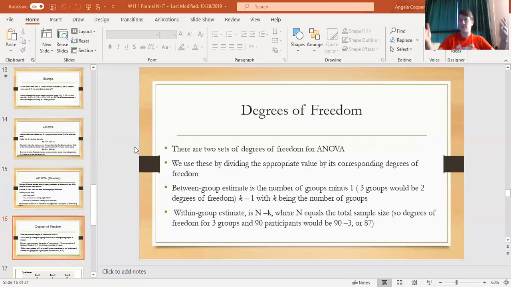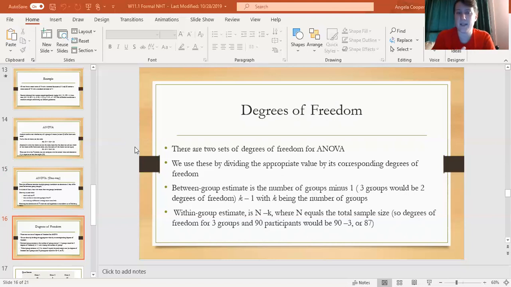So again, let's stick with that college major question. We have art, history, and psychology. Our K, the number of groups we have, is 3. So our between groups degrees of freedom would be K, 3, minus 1. So our between groups degrees of freedom for that ANOVA would just be 2.